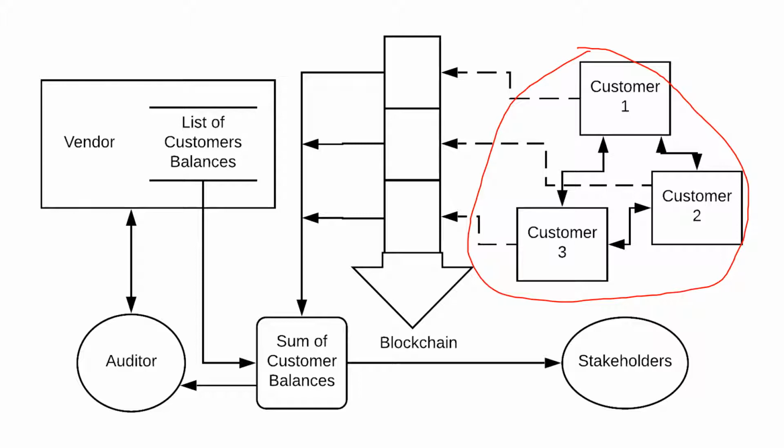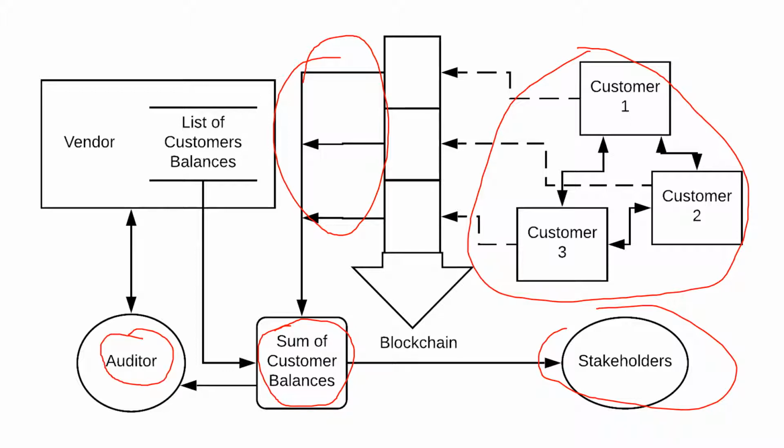The customers then need to send some information to the blockchain that's stored on the blockchain, and public access would be allowed to the blockchain, allowing anybody, any stakeholder down here, to confirm the sum of customer balances. This could also be used by an auditor as an aid to their auditing techniques, and as a way of gathering audit evidence. So you wouldn't necessarily need the stakeholders to do this by themselves.